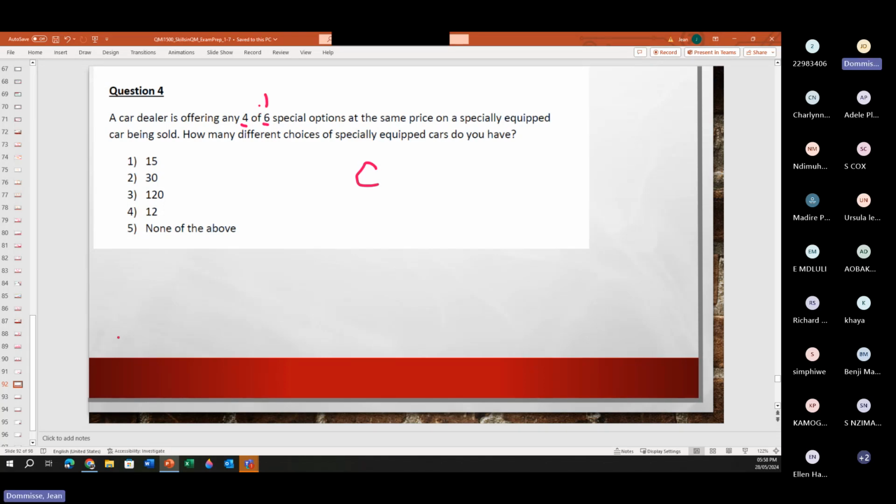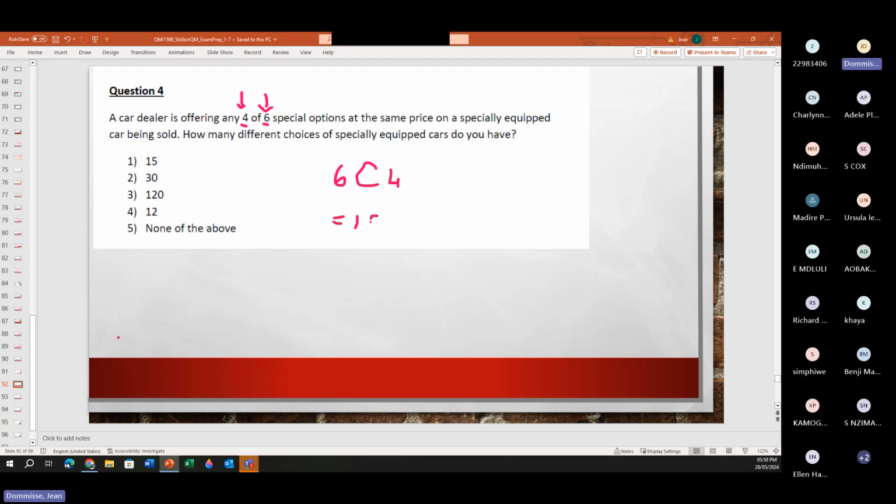In total, n is 6 because there are 6 things I can pick from, and I need to pick 4 of them. So I will have 6 combination 4, which is equal to 15.